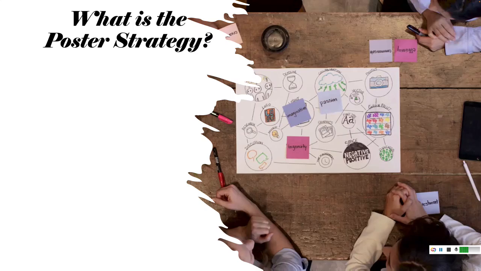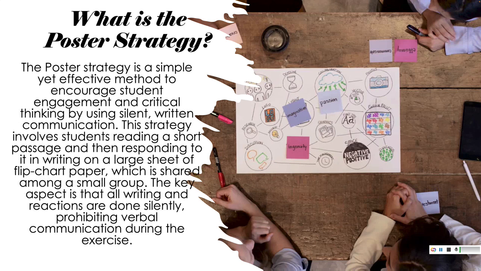Let's talk about what the poster strategy is. The poster strategy is a simple yet effective method to encourage students' engagement and critical thinking by using silent writing communication. This strategy involves students reading a short passage and then responding to it in writing on a large sheet of flip chart paper, which is shared among a small group. The key aspect is that all writing and reactions are done silently, prohibiting verbal communication during the exercise.